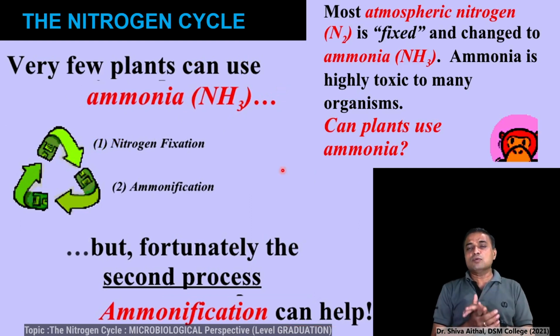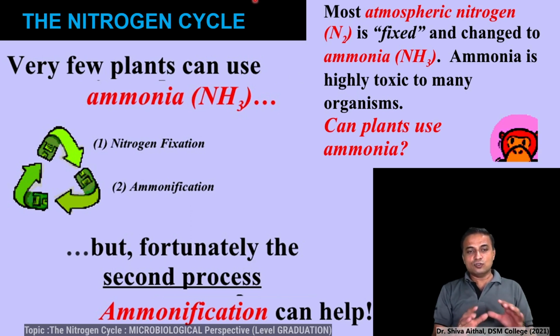Now most of the atmospheric nitrogen is fixed and changed to ammonia. You understood this. But we know that ammonia is highly toxic to many organisms. Ammonia is not user friendly or consumer friendly. So can plants or other animals use ammonia? The answer is no. Very few plants can use ammonia.